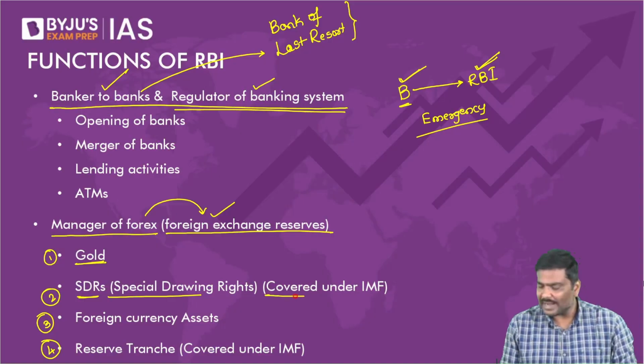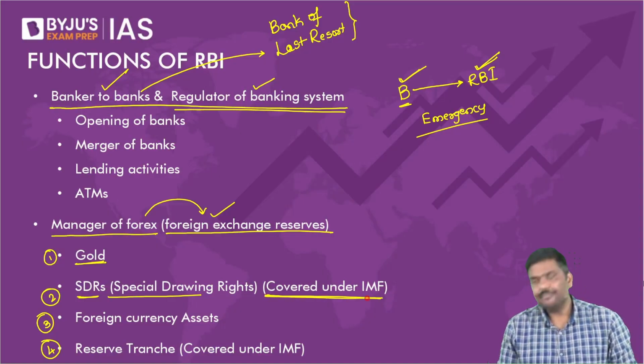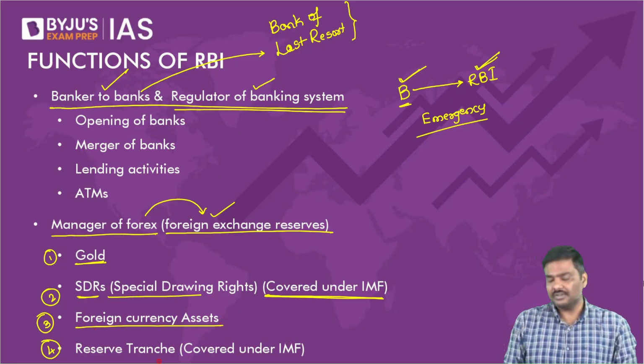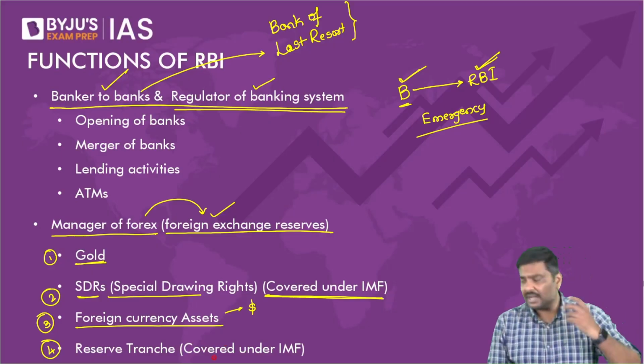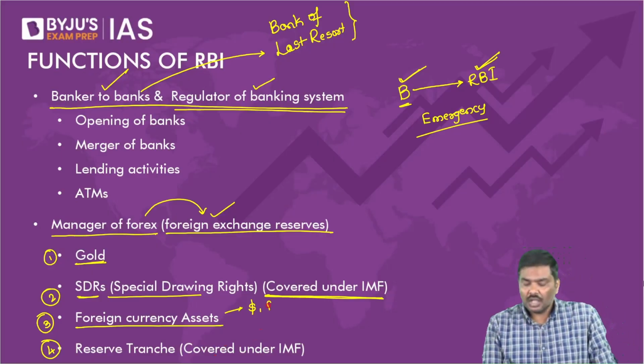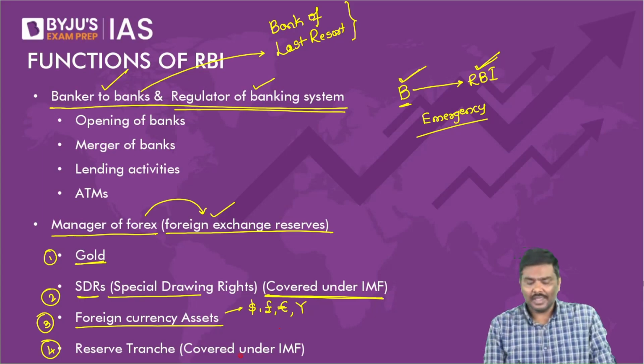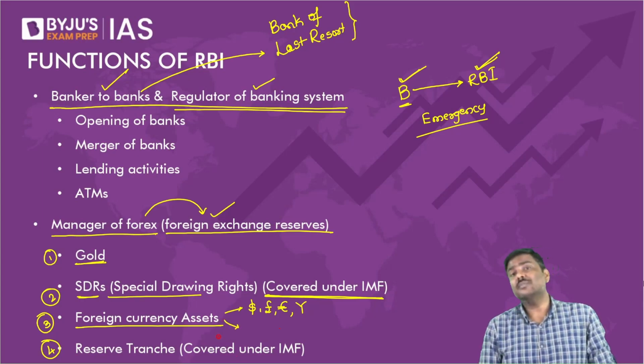Second one is SDR, special drawing right. Please read what is written in the bracket here. We'll cover this under IMF. Next one is foreign currency asset. For example, what if RBI is holding, holding means keeping, dollar? What if RBI is holding pound? RBI is holding euro. RBI is holding yen, yuan, etc.